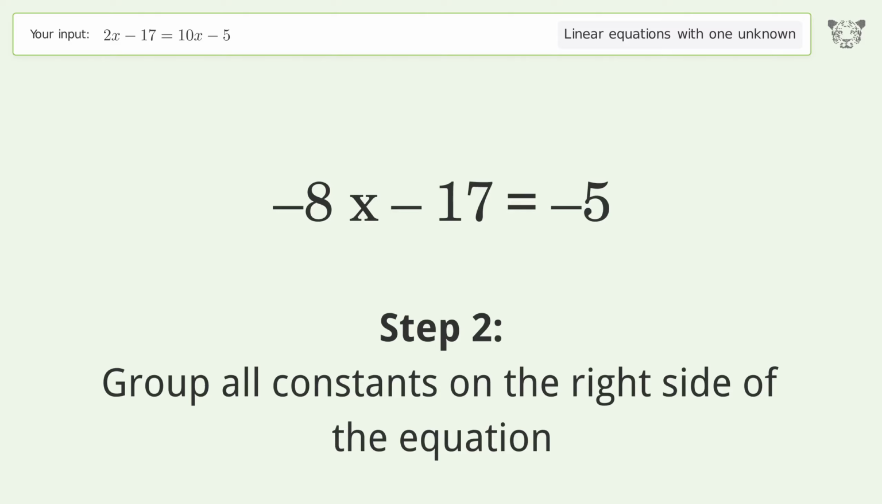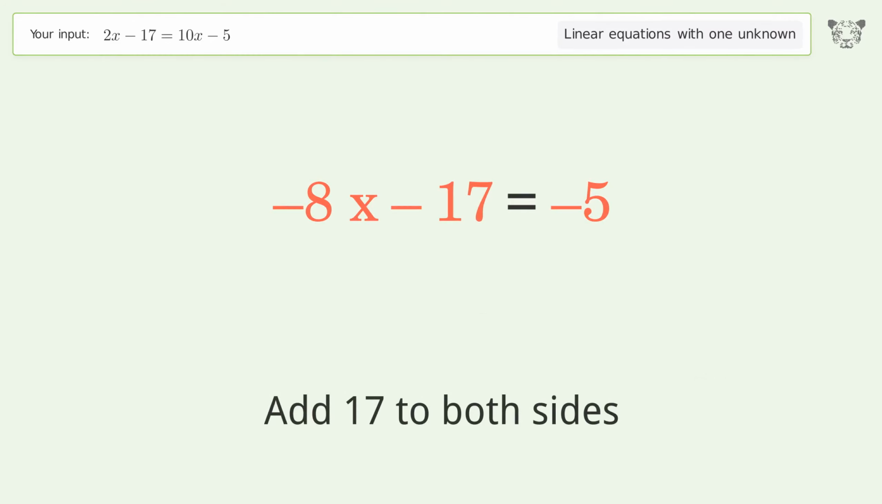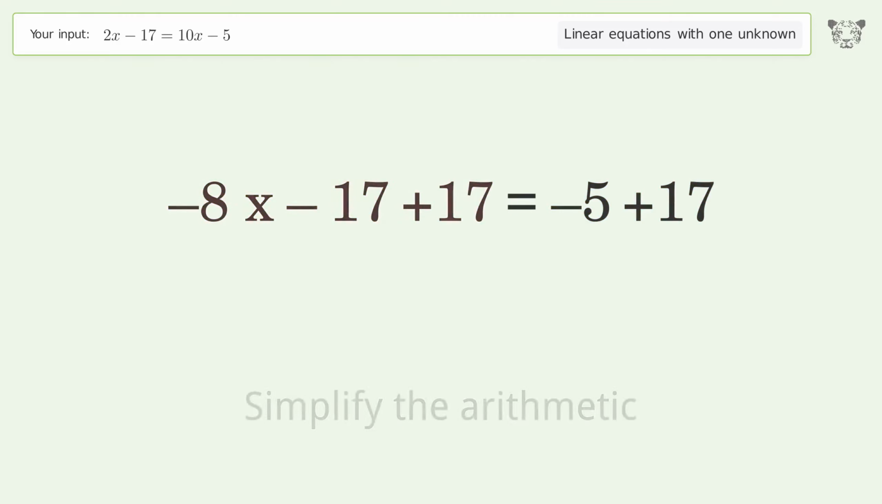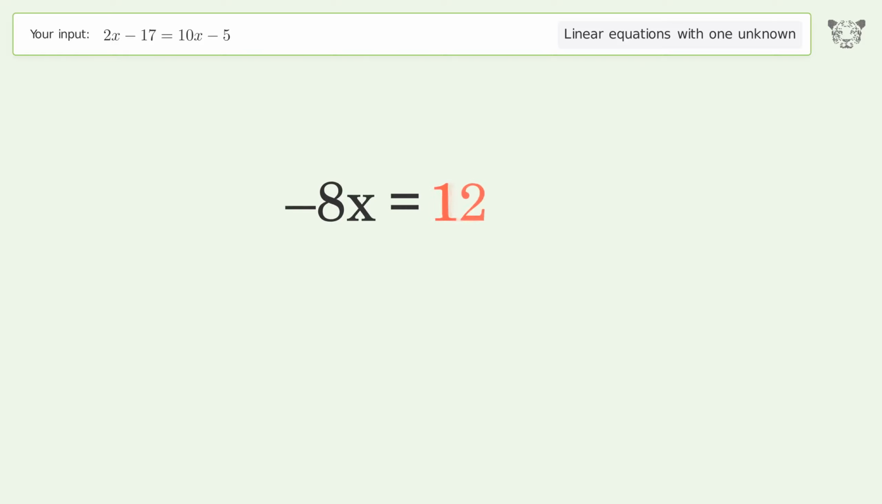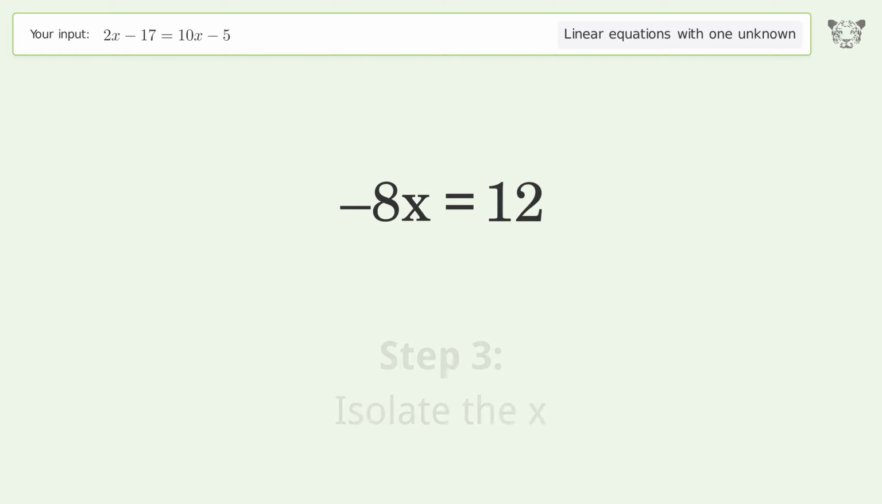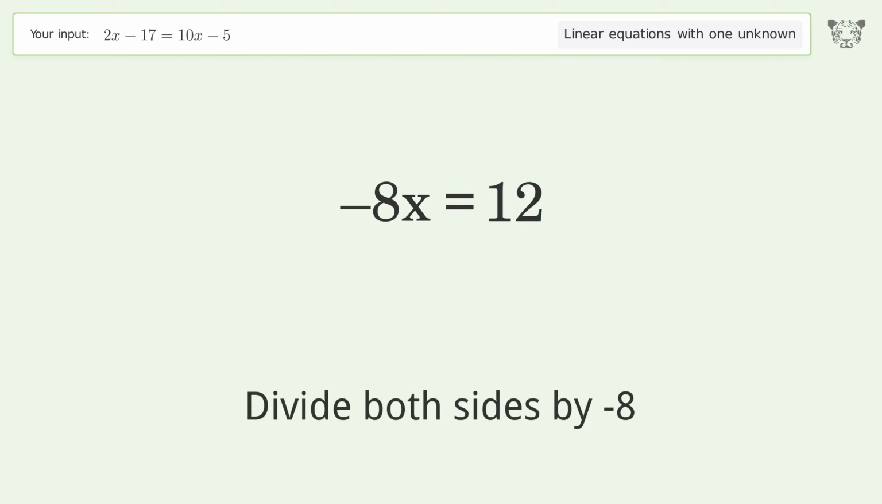Group all constants on the right side of the equation. Add 17 to both sides. Simplify the arithmetic. Isolate the x. Divide both sides by -8.